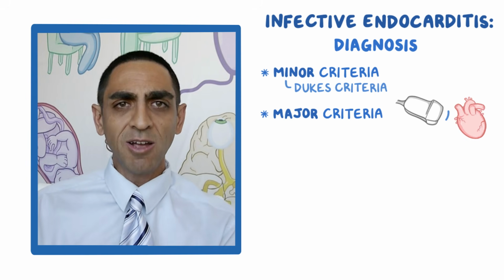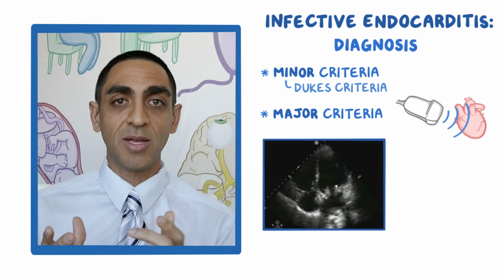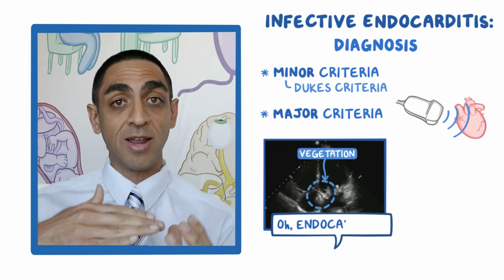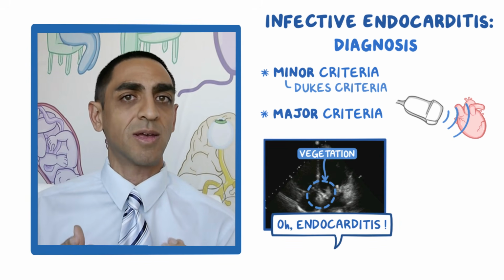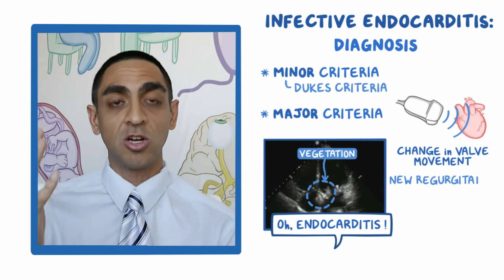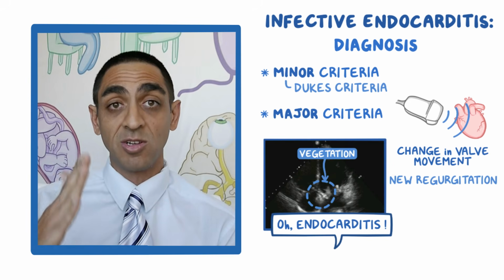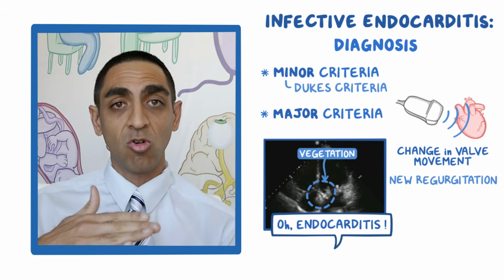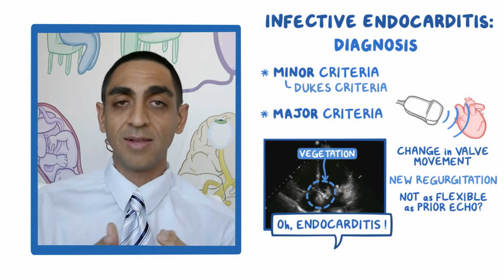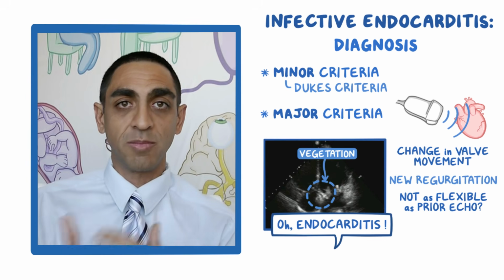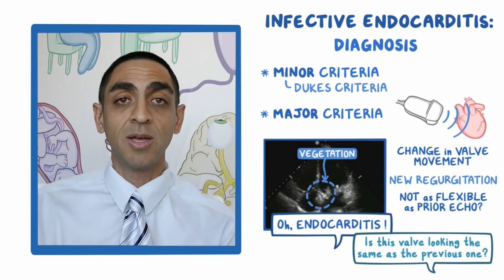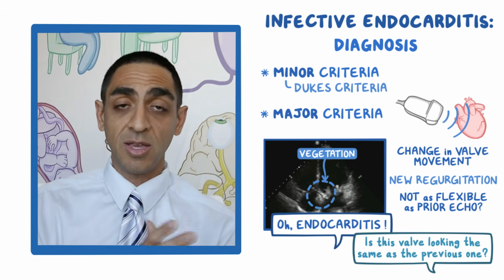The other one is the echo, and the echo is the interesting one from my perspective, because I always thought it would be a vegetation on the valve that you're looking at. Oftentimes it's something much more subtle, like a change in the way the valve moves. Maybe there's a new regurgitation, or sometimes the way it's moving is a little bit more stiff, not as flexible as it was on a prior echo. Sometimes people have prior echoes if they've had cardiac surgery, so you can compare and say, is this valve looking the same as the previous one? Those are the two keys you want to look at.